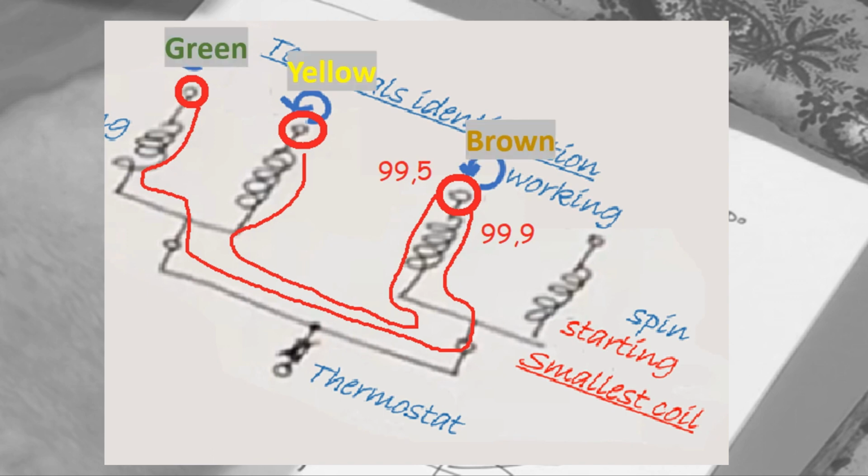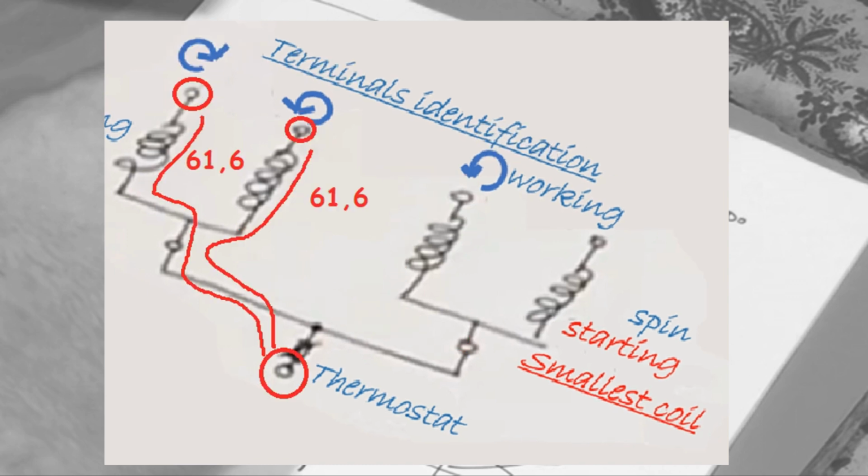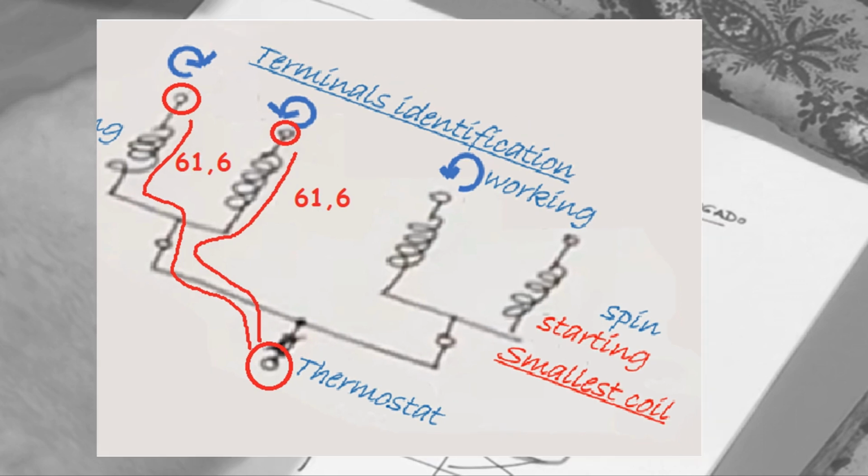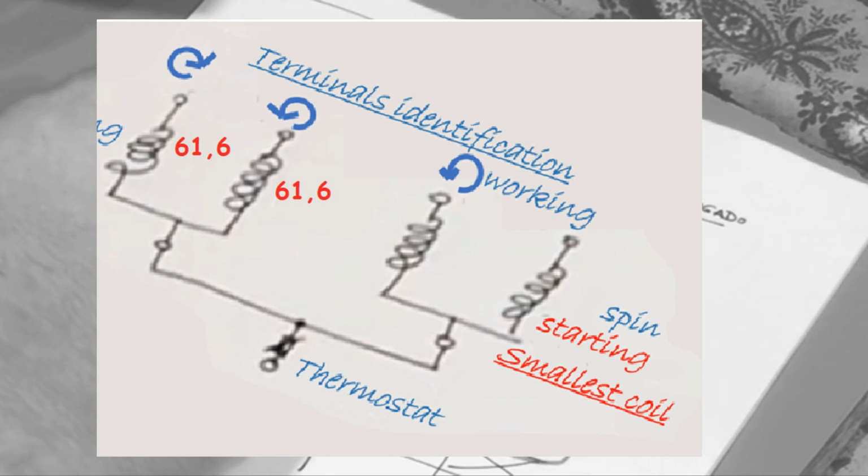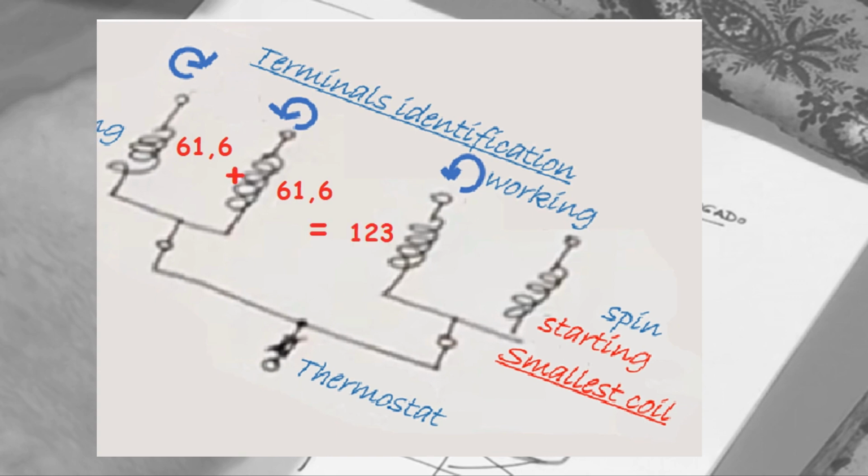So finally, once we know which terminals were green, yellow and brown, we can only be sure that we're measuring from one terminal to the common terminal when the pair of values are the lowest. In this case, 61.6. But there is something curious.